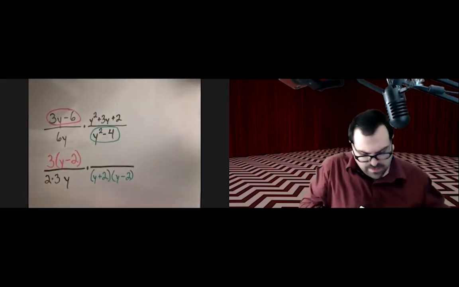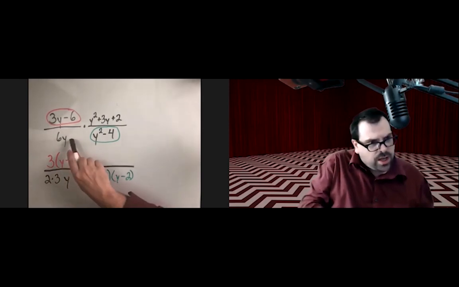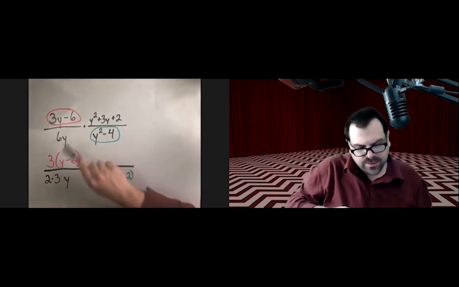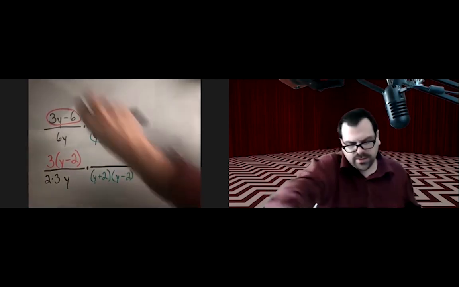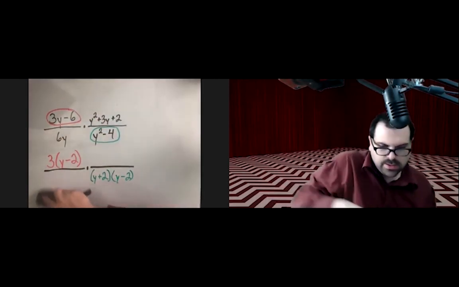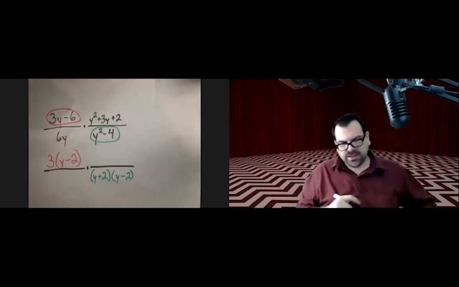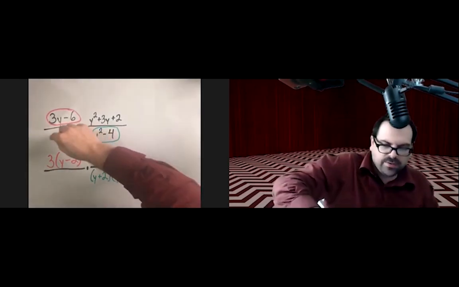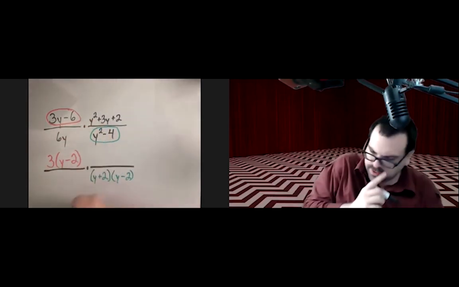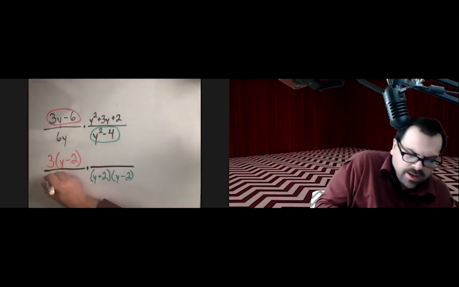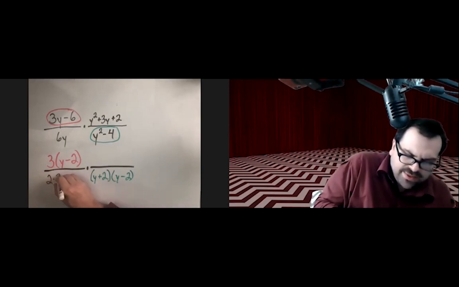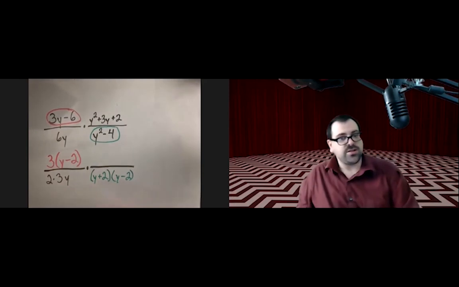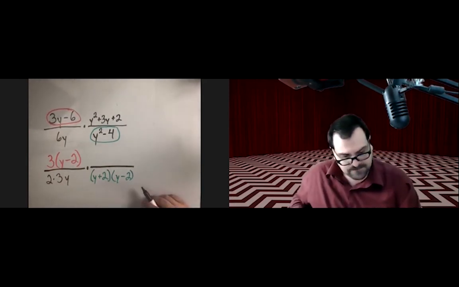There we go. Sorry about that. So like I was saying, the 6y, I'll just rewrite this. Some technical difficulties. The 6y, we can't really factor, but this 6 can be broken down into its prime factorization 2 times 3.